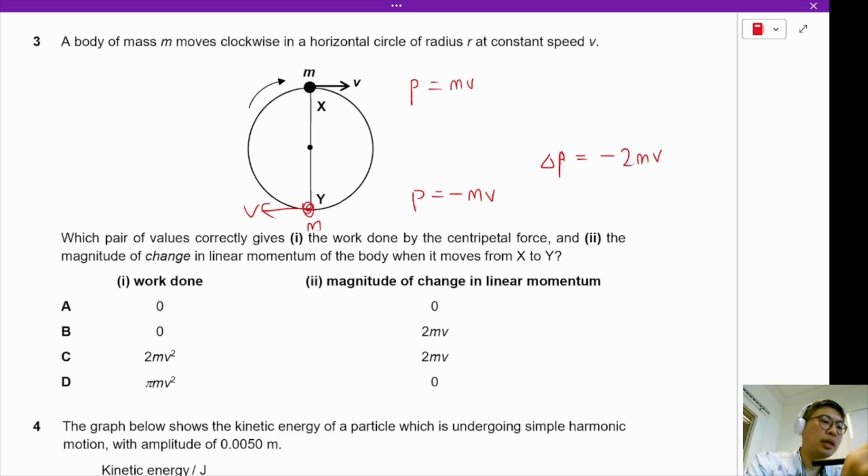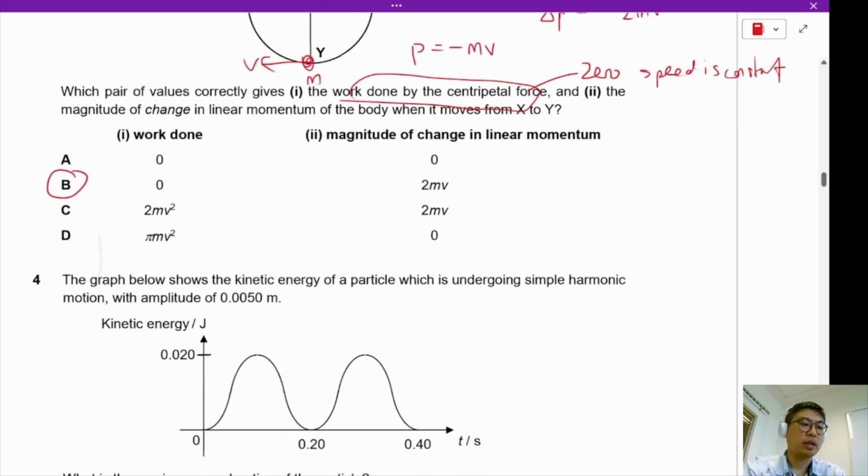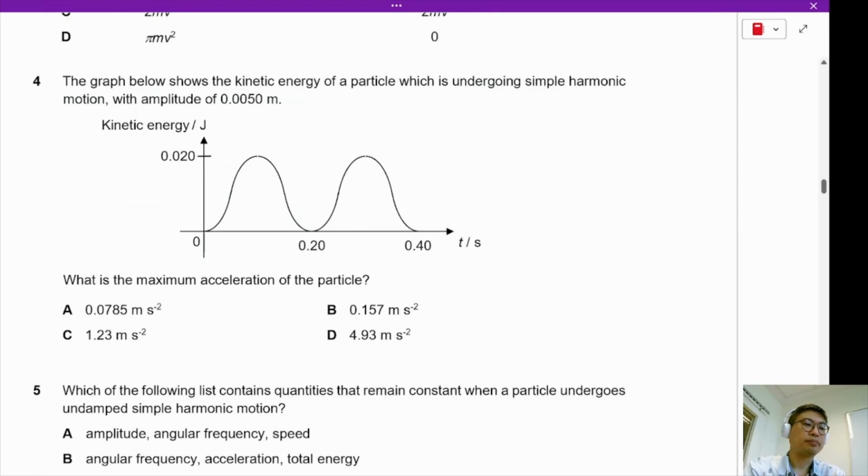Now the work done by the centripetal force will be 0 because the speed is constant. So there is no change in the KE. Furthermore, it's a horizontal circle, so no change in GPE as well. Okay, so the work done is 0 and the change in momentum will be 2 mv. Now let's take a look at question 4.